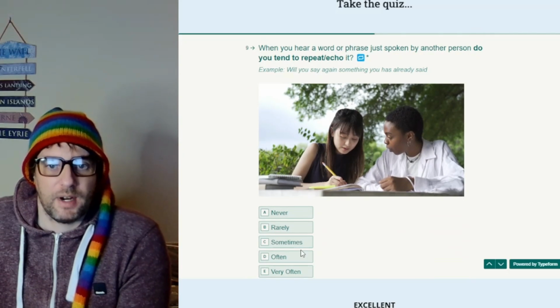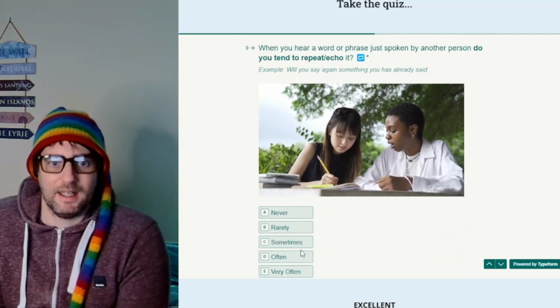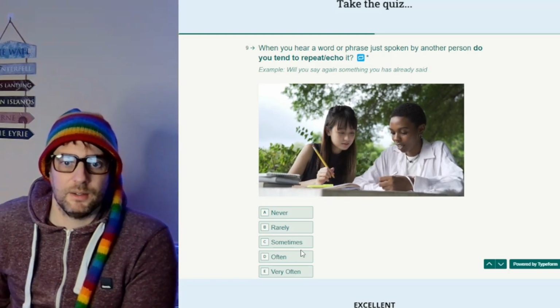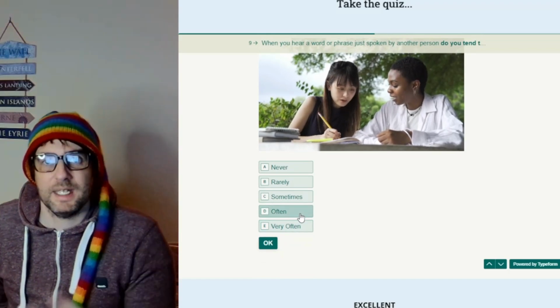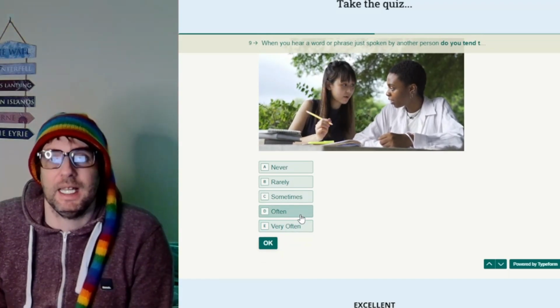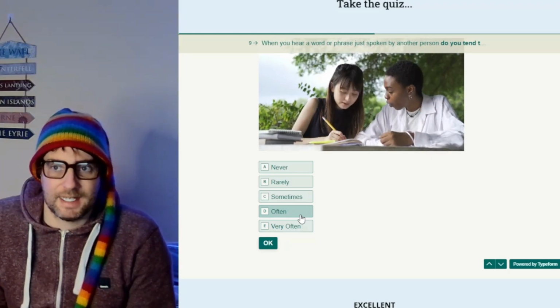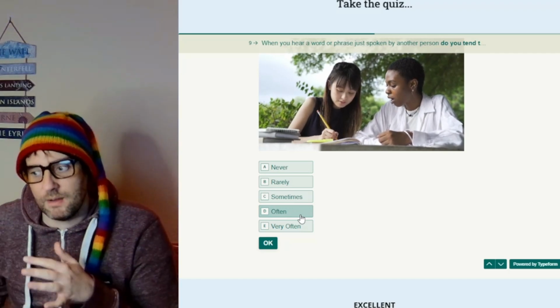When you hear a word or phrase just spoken by another person, do you tend to repeat or echo it? Example: will you say again something you have already said? So yes, I would say often with this. As I've said before, when I was younger, this was much more often, because to me this is relating to echolalia. I will repeat what somebody has said back to me in the way that they said it. So I sometimes can say it in an accent. I will say it with the same rhythm.